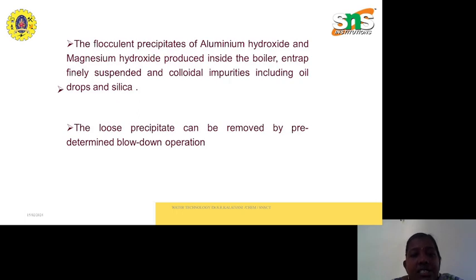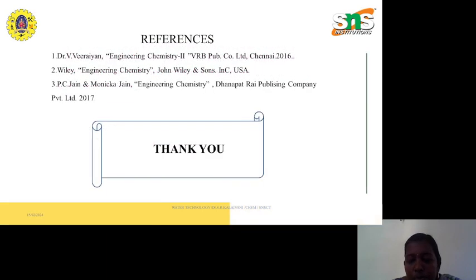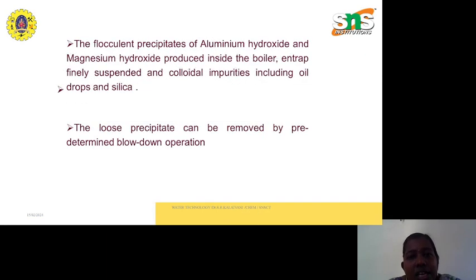Actually, agar-agar and gelatin are gel type structures. So, a gel type material entraps the oily droplets and silica particles. So, all the silica and oily particles are deposited on the skin of the gelatin or agar-agar gel. The loose precipitate can be removed by predetermined blowdown operation. Blowdown operation means the same, that means a removal of concentrated water by adding fresh water.